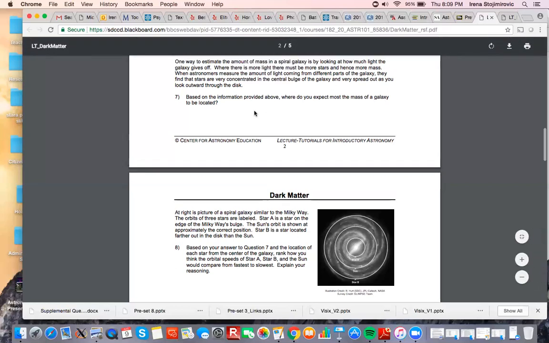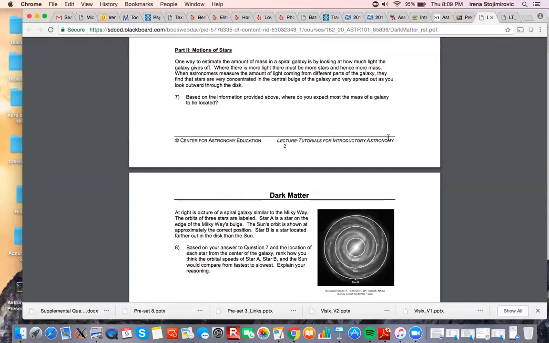Okay, so then question 7. Based on the information, we would expect that at the center, the stars would be orbiting the center faster than the stars that are farther out. Yes, but the question is, where would you expect most of the mass? Oh, sorry. It would be at the bulge of the galaxy. Exactly. So most of the mass you would think is within this first circle, right? Because this is where the bulge is.